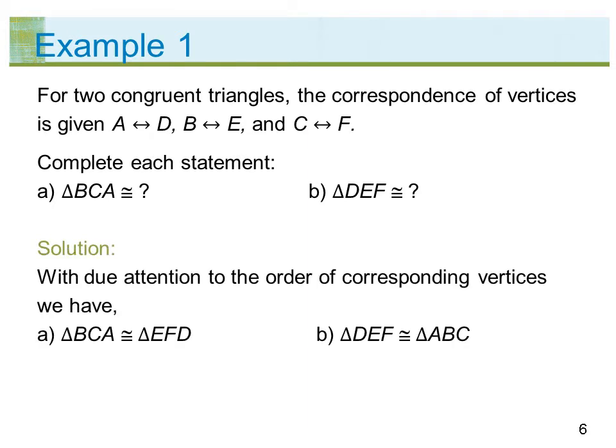Solution. With due attention to the order of corresponding vertices, we have A. Triangle BCA is congruent to triangle EFD. B. Triangle DEF is congruent to triangle ABC.